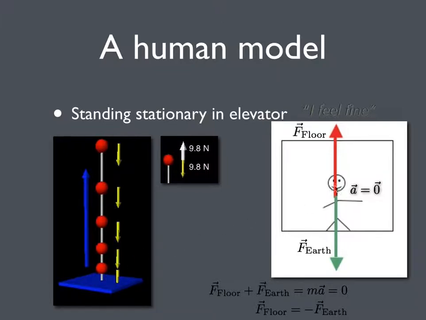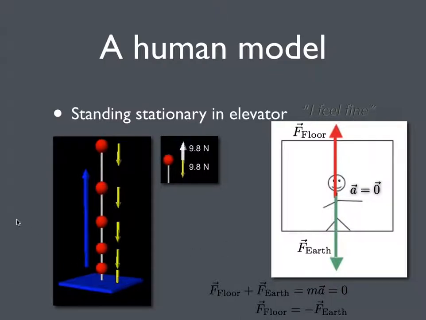Now over here I have a person in an elevator. The acceleration is 0, so the floor is pushing up and the Earth's pulling down. And the floor plus the Earth equals 0. That should be a 0 vector. So these two forces have the same magnitude, but they're pointing in opposite directions. This is how you feel probably right now, because you're probably just sitting somewhere.